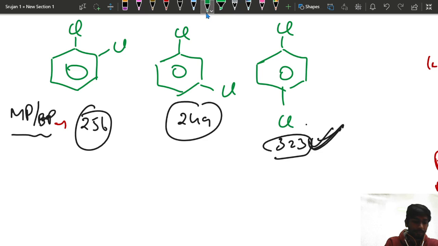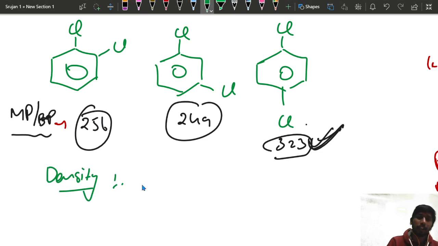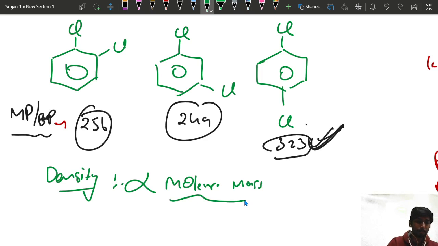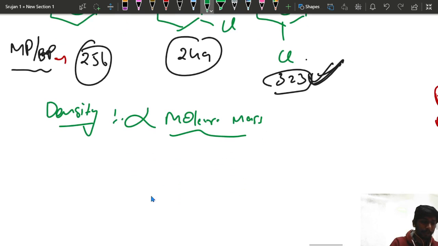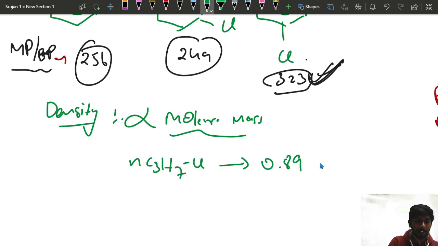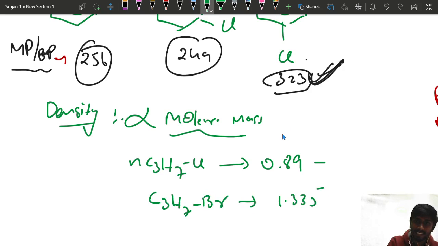Next, about the density. If I talk about the density, so density is directly proportional to the molecular mass. Whichever has more molecular mass has more density. Simple. Okay, so if I give an example, if I talk about n-C3H7 chloride, it is having a density of 0.89. Okay, 0.89. And if it is C3H7 bromine, it is having a density of 1.335. Okay, this one has higher density.